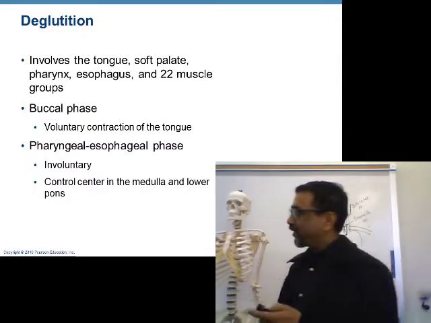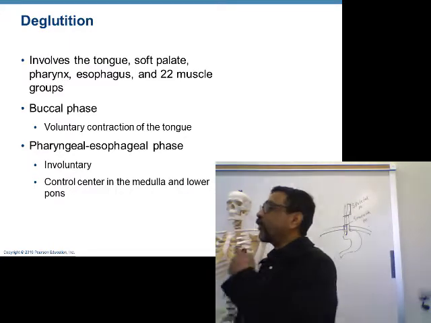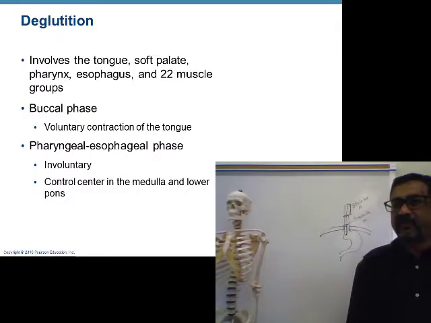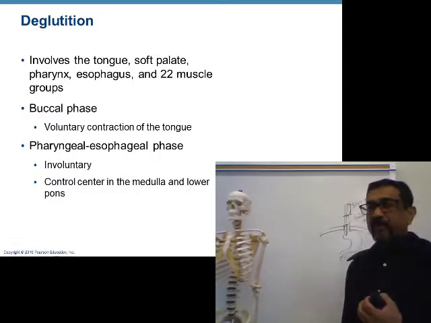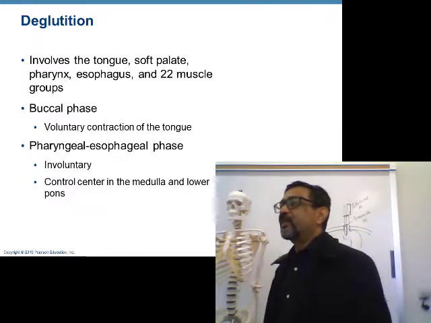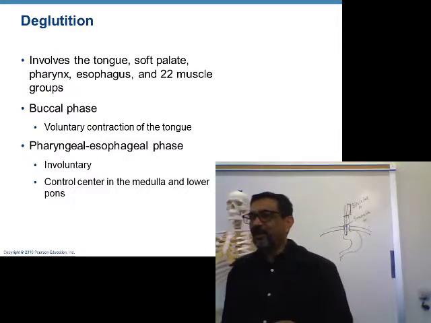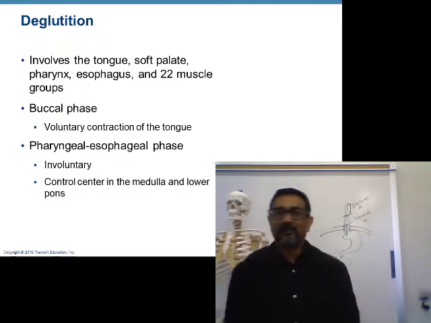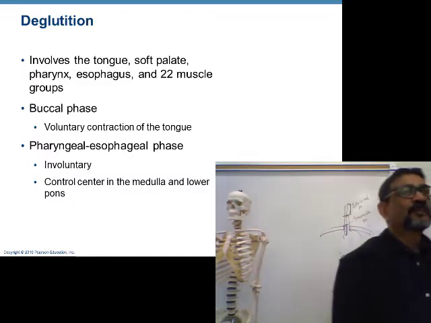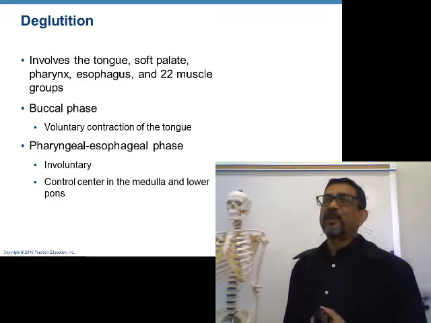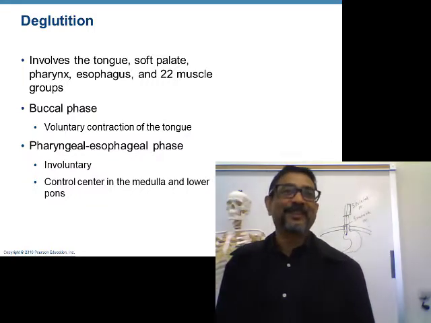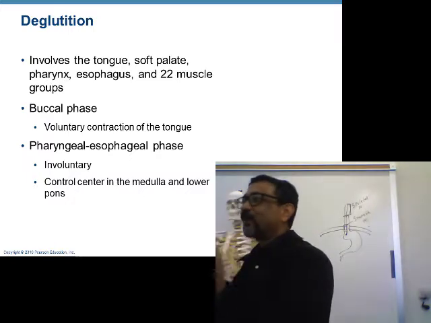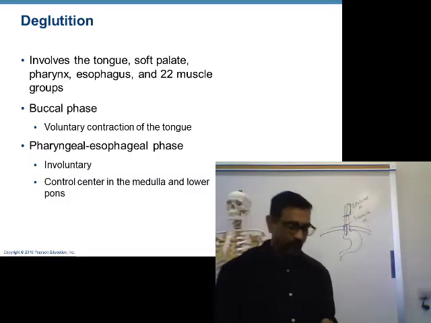the buccal phase and the pharyngoesophageal phase, also called the pharyngeal esophageal phase. The buccal phase is voluntary because, you all know, buccal means mouth, the oral cavity. So that part is voluntary. After you make the food bolus, if you decide you won't swallow it, you can do that, right? You can keep it inside your mouth. If you decide to push it, you can do it, right? So that part is voluntary.